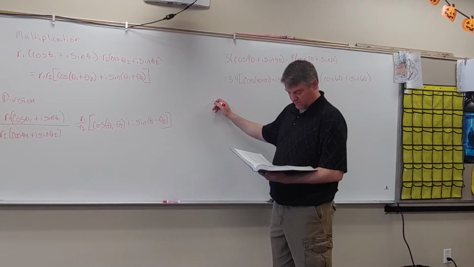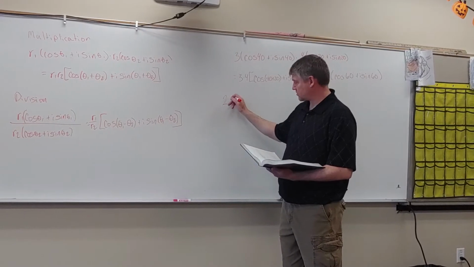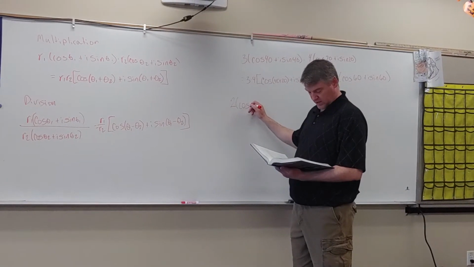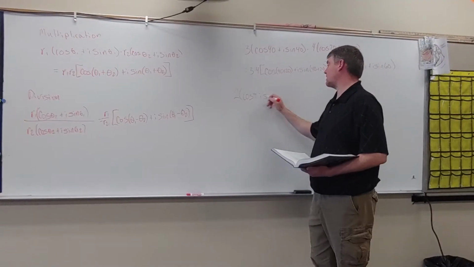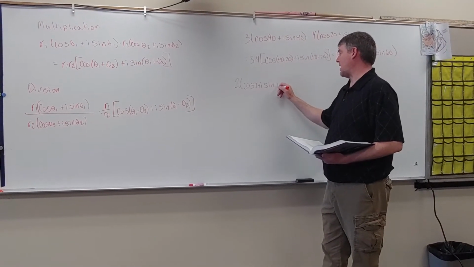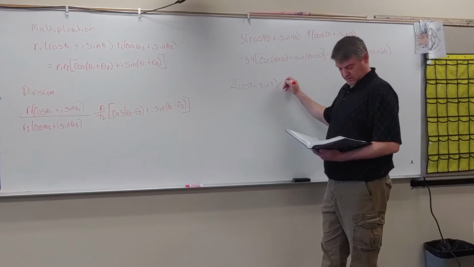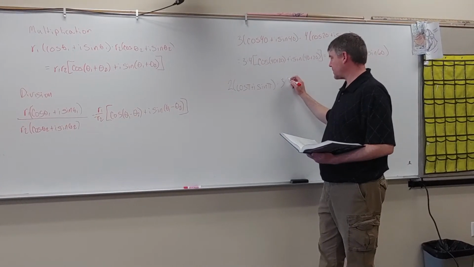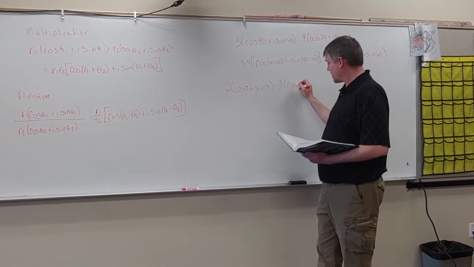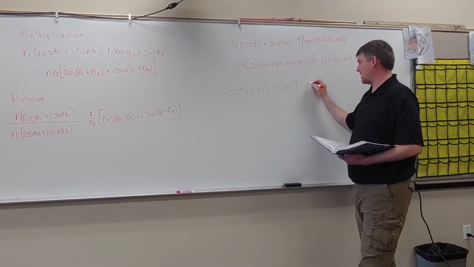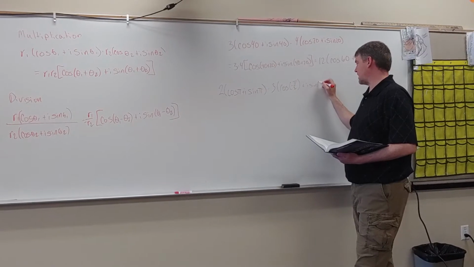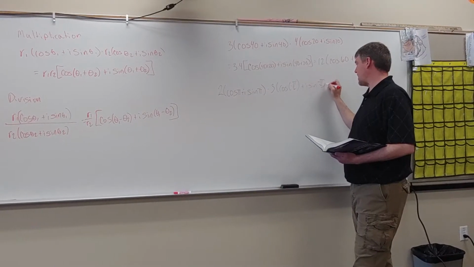Let's do one more of these. So 2 cosine of pi plus I sine of pi times 3 cosine of negative pi over 2 plus I sine of negative pi over 2.